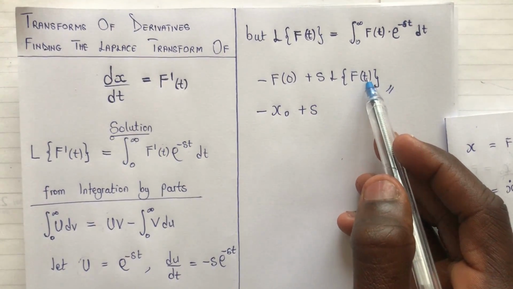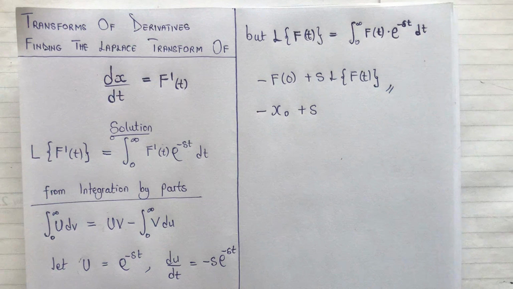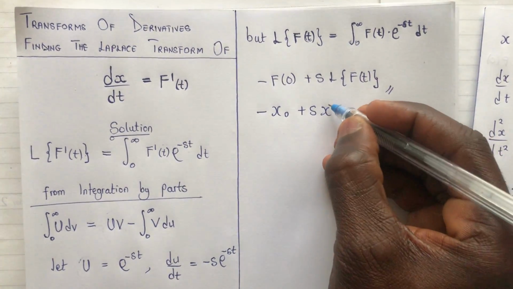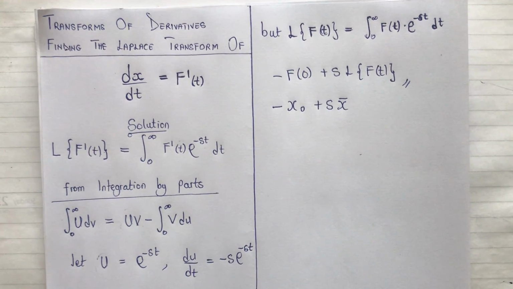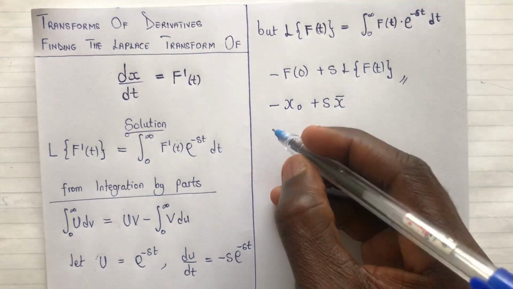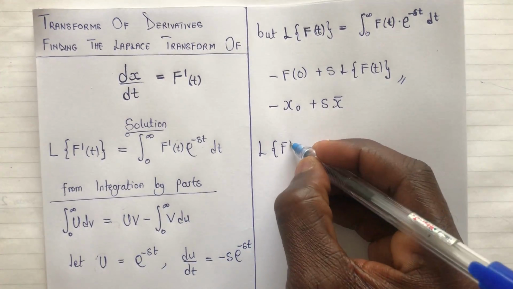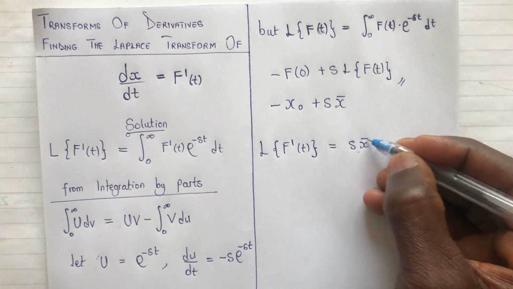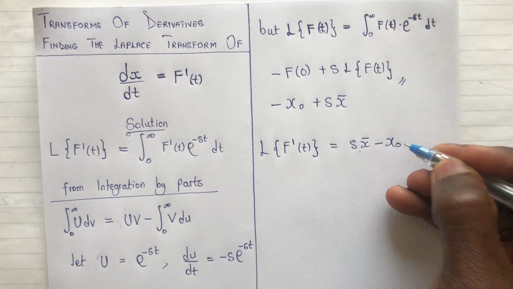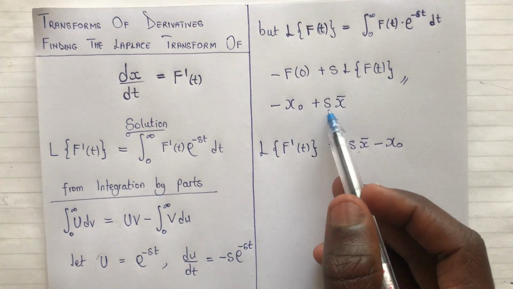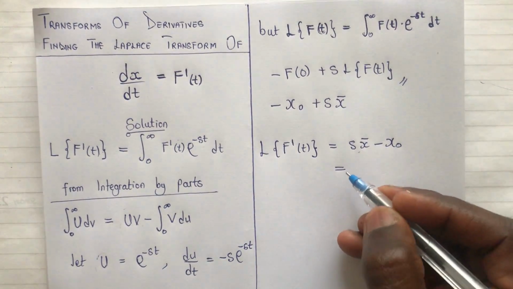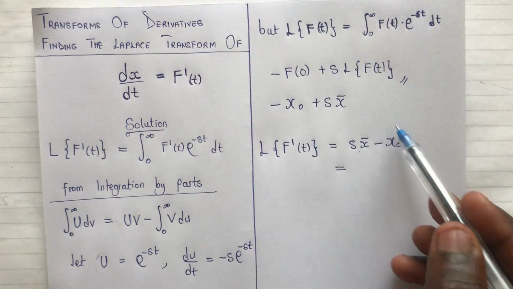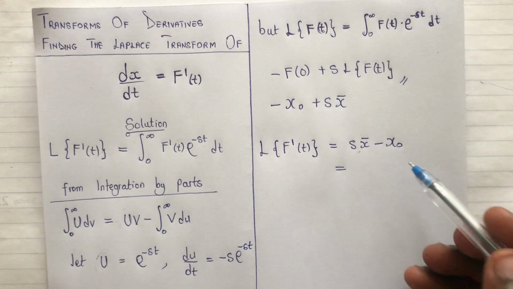The Laplace transform of f of t is what? From the paper, x bar. So this will give me what? X bar. So finally, you can write your final answer as the Laplace transform of f bar of t will give you the result s x bar minus x naught. I just decided to write the s first. You see this one? So this is your final result. You can also leave your answer here, but I prefer working it to this end. So this is your final result.